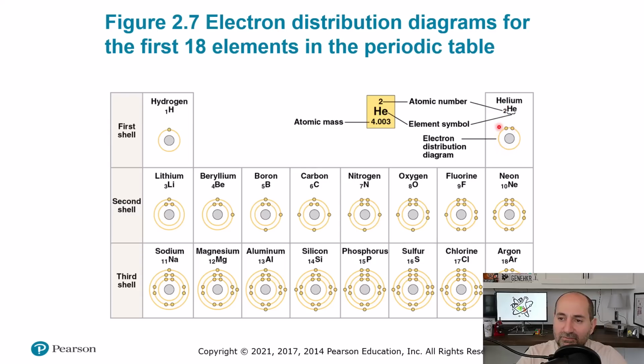If I'm talking about the first shell for helium, how many electrons fill that shell? 2, right? So helium has a full valence shell. If we look at neon, how many electrons fill the second shell? 8, right? So neon has a full valence shell. Argon has a full valence shell. So the final column on the periodic table of elements are all of the elements with a full valence shell. That's why they're on the final column on the periodic table of elements.